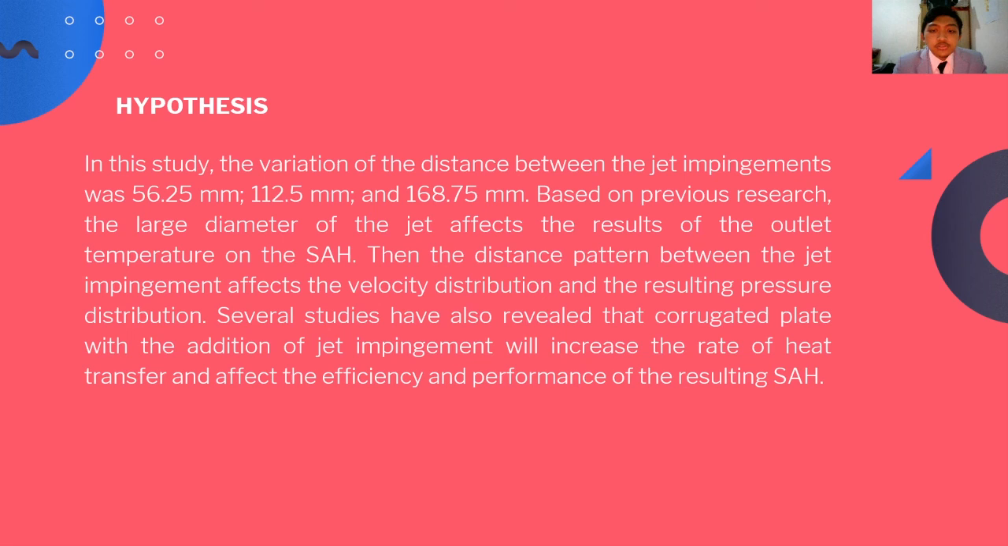Several studies have also revealed that a corrugated plate with the addition of jet impingement will increase the rate of heat transfer and affect the efficiency and performance of the resulting SAH.